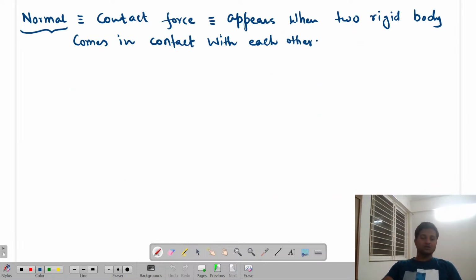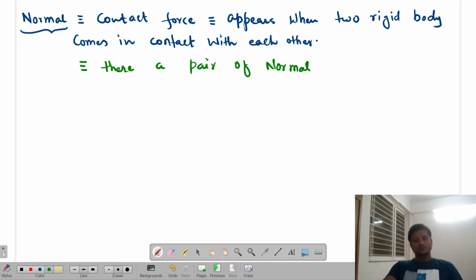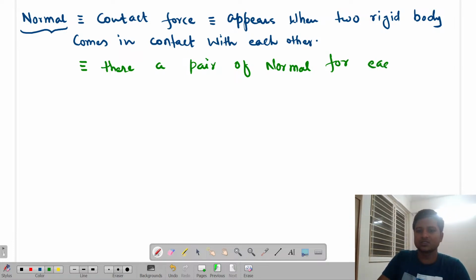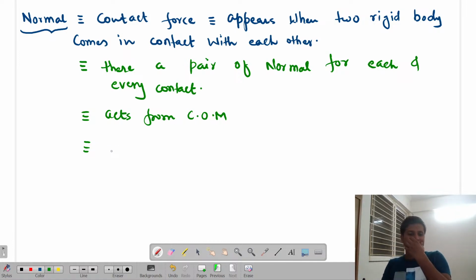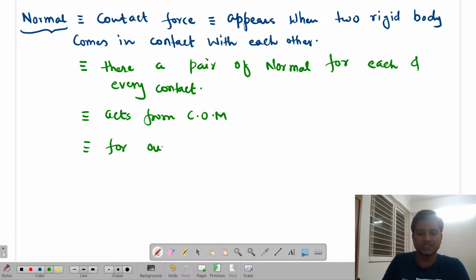Then we define our normal. Normal is a contact force that appears when two rigid bodies come in contact with each other. That means there will be a pair of normals for each and every contact. Remember that the normal actually acts from the center of mass, but for our convenience, we will select to work on the sides or at the contact. Okay.